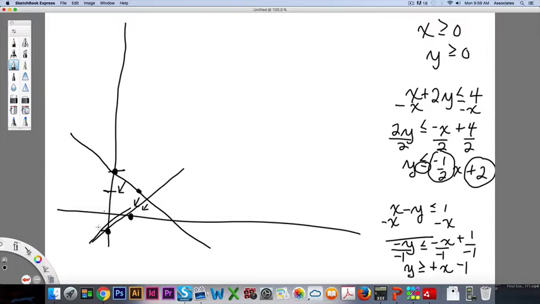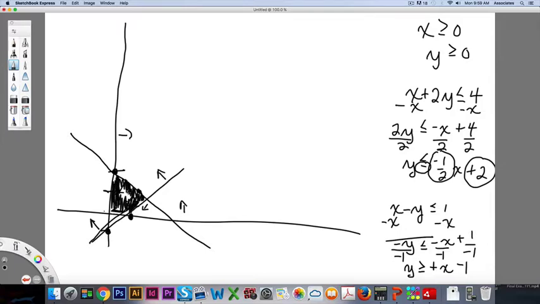And it says it's everything greater, so it's everything this way. It's got to be below that first line, but above this one. So it's everything in this little four-sided figure right here. So we're going to shade that in.